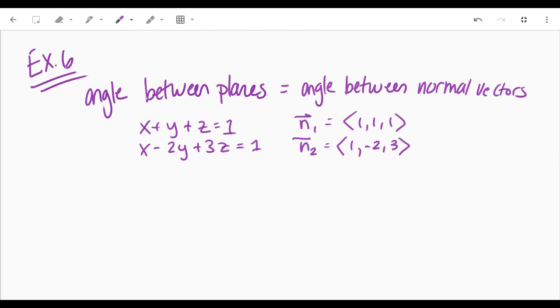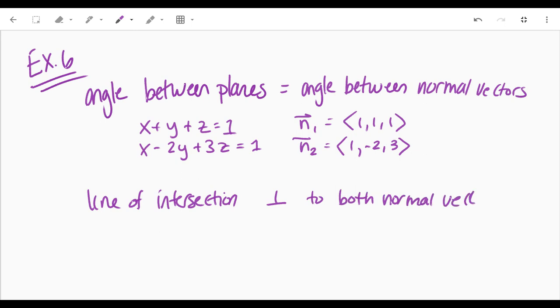The second thing that they have you do is find the equation of the line of intersection. The line of intersection of two planes would be perpendicular to both the normal vectors. So that's another thing that we can talk about in class a little bit more. But wrap your brain around the fact that if we looked at the intersection of two planes, that line would be perpendicular to the normal vectors of both the planes.